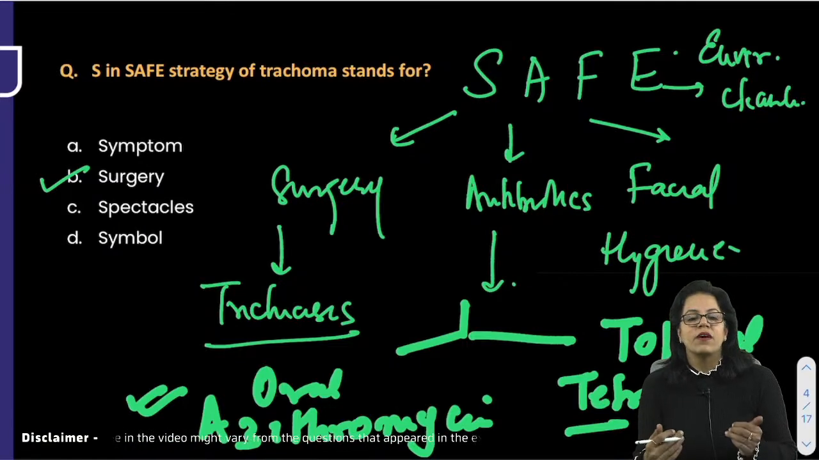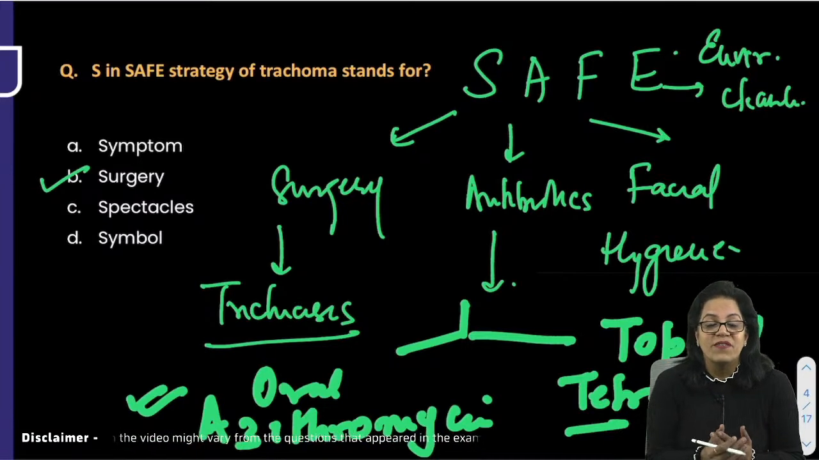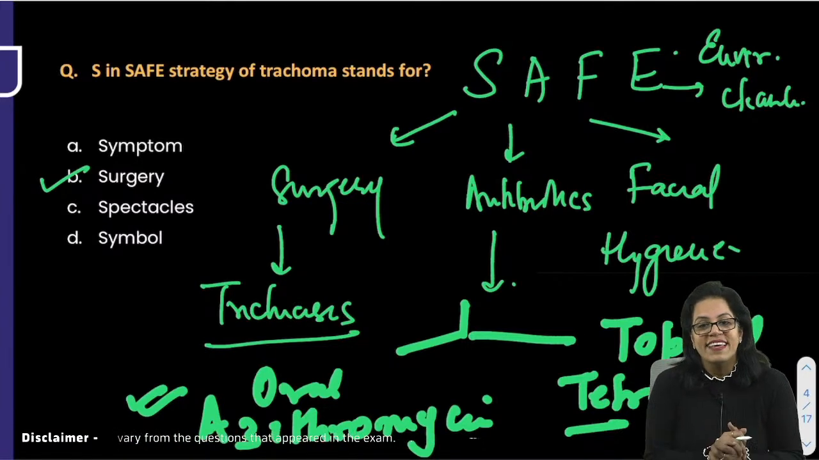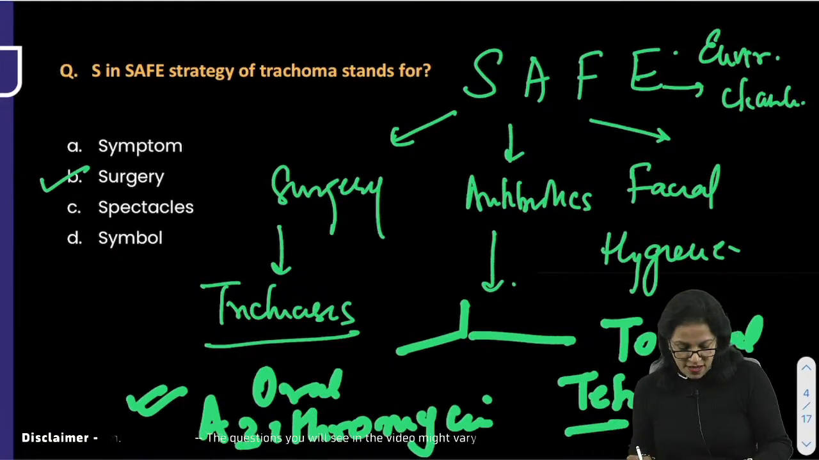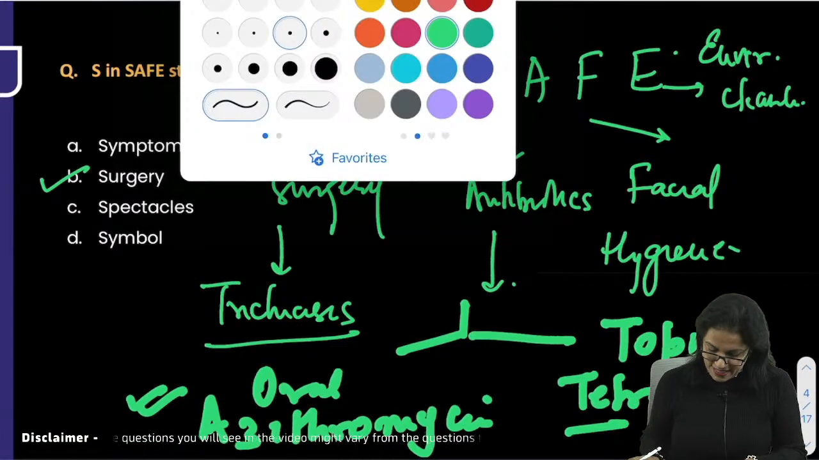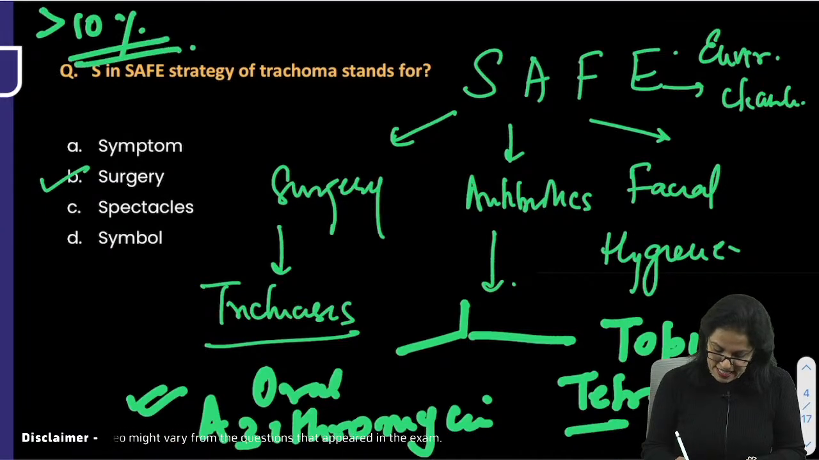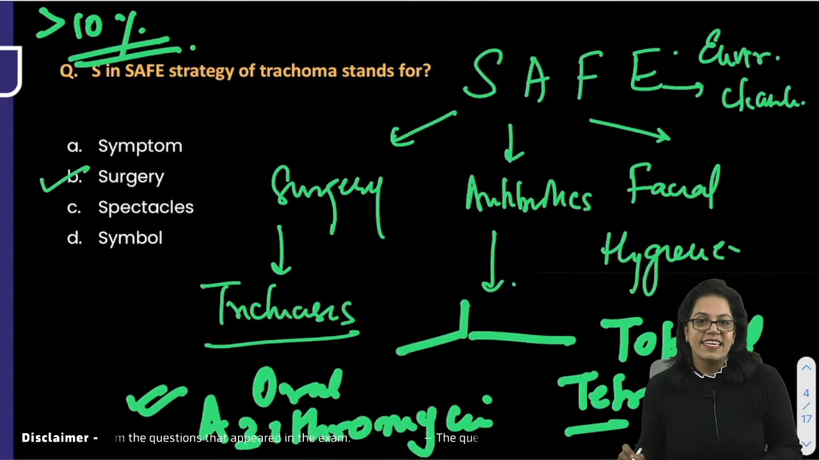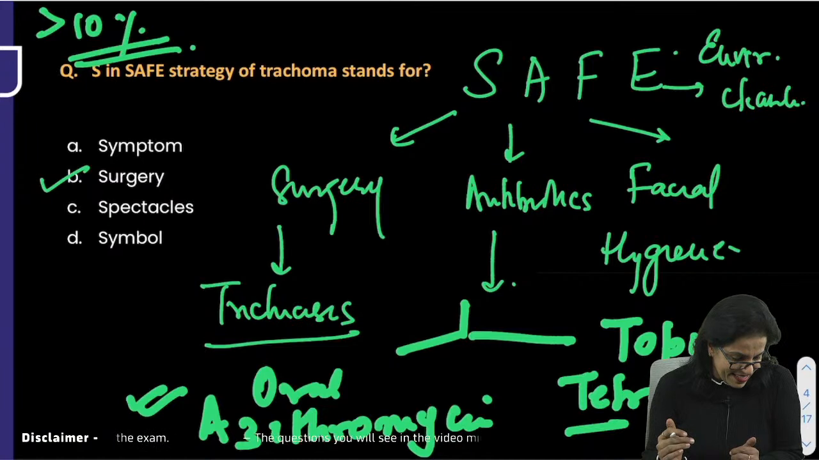So, we have other questions also on SAFE, like they have also asked you what is the indication of giving a SAFE strategy or applying this program. So, there we are looking at the prevalence of trachoma in any area, and any prevalence of more than 10%, then this is the indication that we should start SAFE strategy in the trachoma program. Okay.